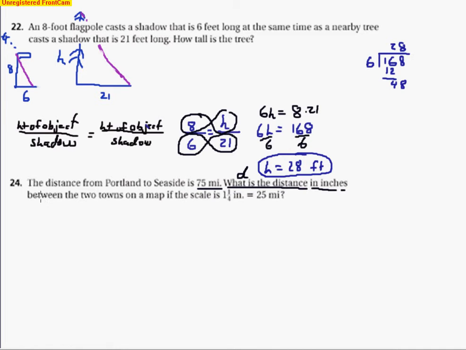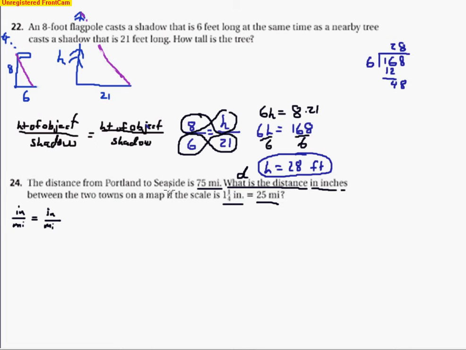What is the distance in inches between two towns on a map? So that means that we're going to end up using a scale factor, and that's what they have here: 1 1/4 inch is to 25 miles. So that's what we're going to do. We're going to set up a proportion, just like I did here. I did height of object over shadow, height of object over shadow. Same thing on this one. Inches per mile, and I'm going to set another one, inches per mile.